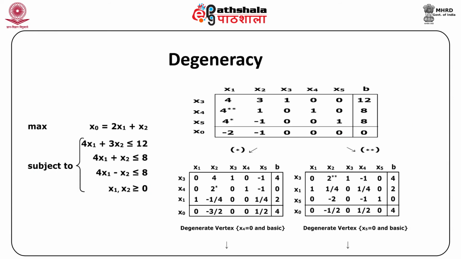Let us consider the following LPP and look for degenerate basic solutions, which are basic solutions with one or more basic variables at zero level. Also look for degeneracy that occurs when one or more of the constraints are redundant. Maximize x0 = 2x1 + x2, subject to 4x1 + 3x2 <= 12, 4x1 + x2 <= 8, 4x1 - x2 <= 8, x1 and x2 >= 0.